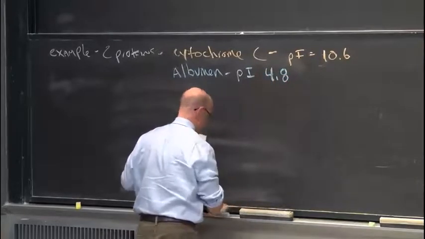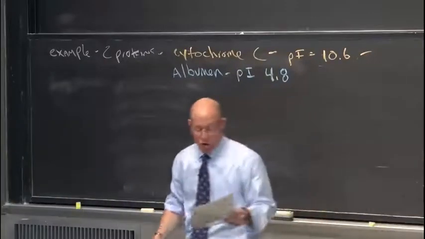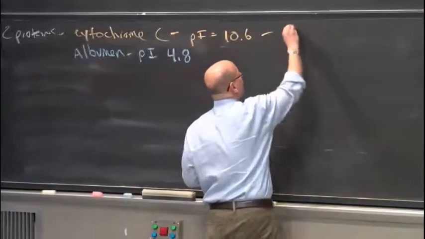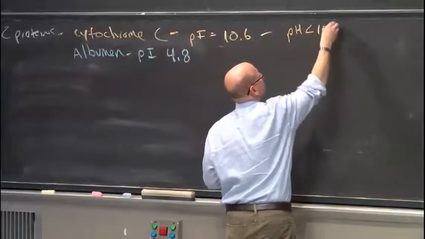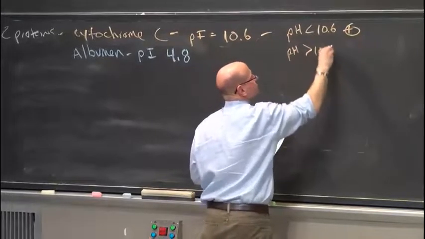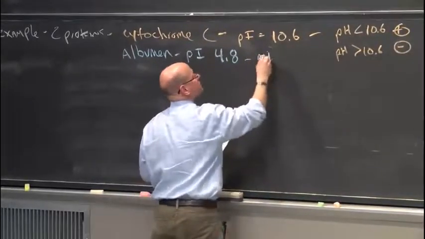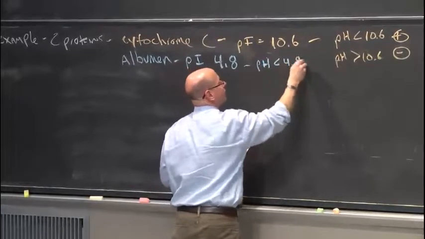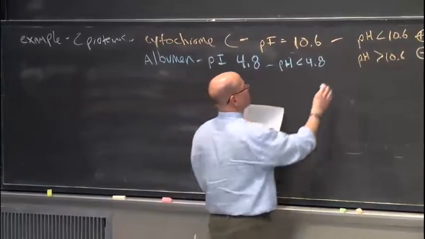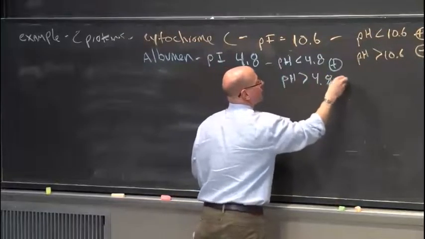Now, what does this mean, isoelectric point? Well, let's think this through. What happens if the pH is below 10.6? What's the net charge going to be? Positive, right? pH less than 10.6, this is going to be positively charged. And if the pH is greater than 10.6, negatively charged. Same thing here. If the pH is less than 4.8, then I'm going to start protonating more and more of the aspartate and glutamate groups, and the net charge here is going to be positive. And if the pH is greater than 4.8, it's going to be negative.